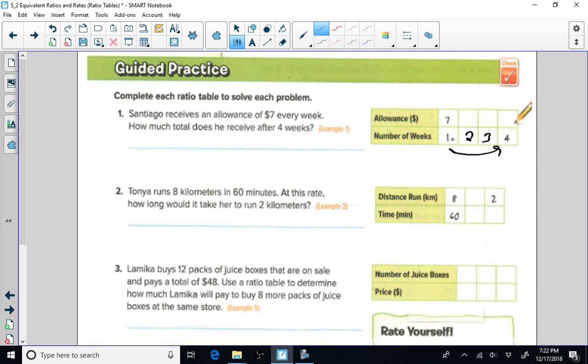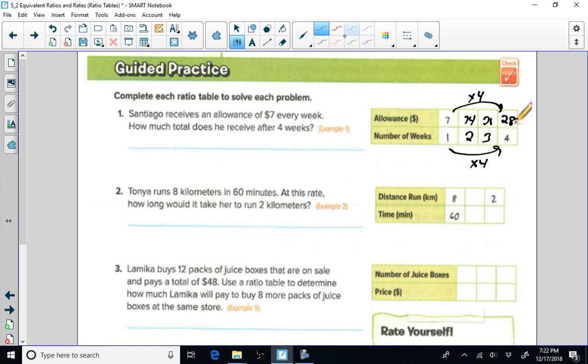Right? So if I go from 2 to 3, that's times 2, so that's 14. Right? This would be times 3, so that's 21. And this would be times 4. So that's going to be $28 in 4 weeks.